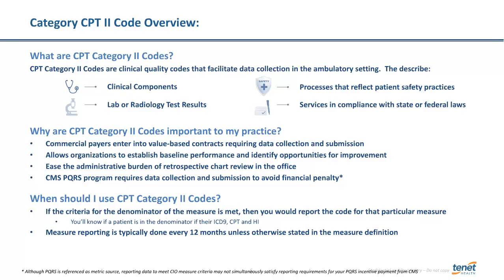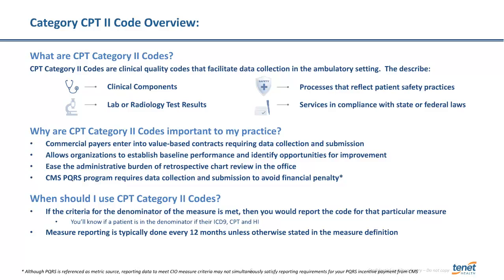This allows us to establish a baseline for performance and identify areas for improvement. Also, since we can capture this information when it is billed, it lessens our reliance on retrospective chart and claims review. CPT Category II codes are also required by PQRS to avoid a financial penalty and can help you better track your progress for macro purposes.